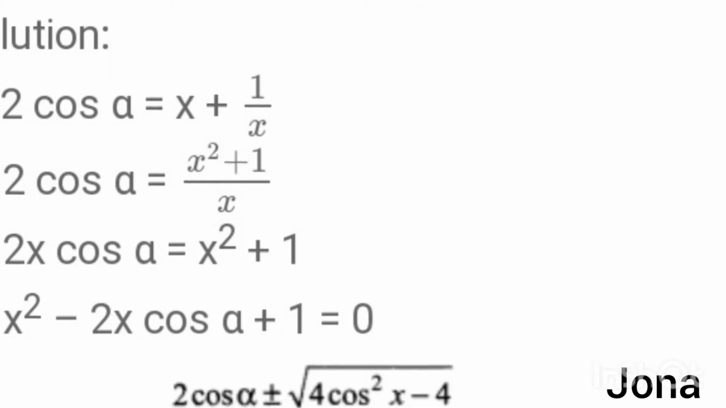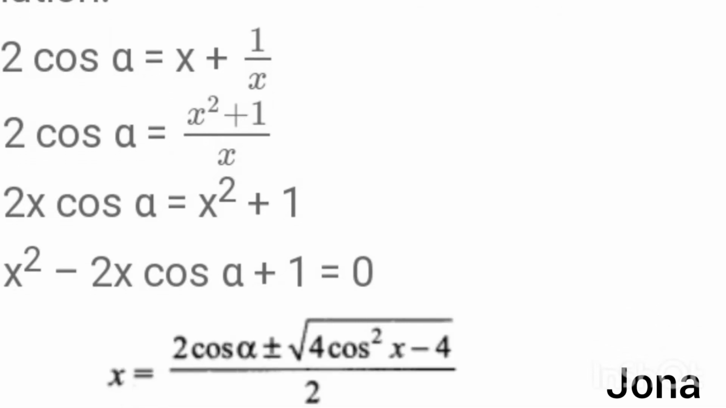Now let us take the given thing, 2 cos alpha equals x plus 1 by x. On the right hand side we can take the LCM, which is x. If we cross multiply, we have 2x cos alpha equals x square plus 1. Then take everything to the same side, so that we get a quadratic equation: x square minus 2x cos alpha plus 1 equals 0.